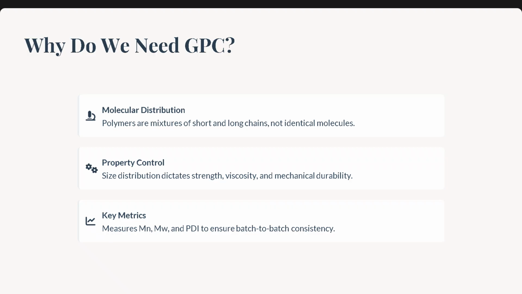That's why we measure key metrics like Mn, number average molecular weight, Mw, weight average molecular weight, and PDI, the dispersity index. These values ensure consistency from batch to batch and help maintain product quality.